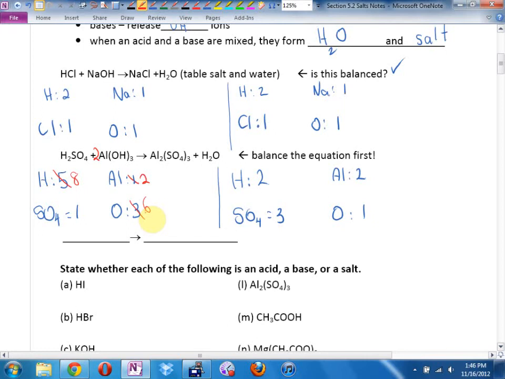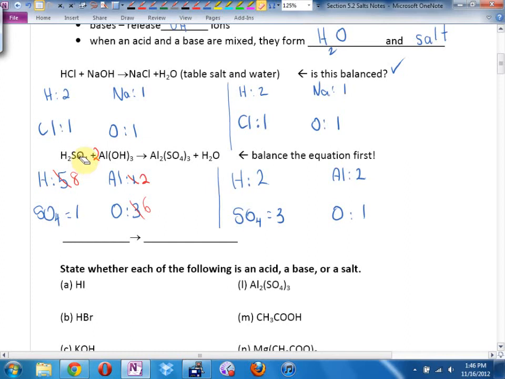But my Al's match. Any thoughts now? I might try the SO4s because that's one funky one. I'm really hoping that the H's and the O's will tend to domino through and take care of themselves, because those are the ones that are spread out the most.